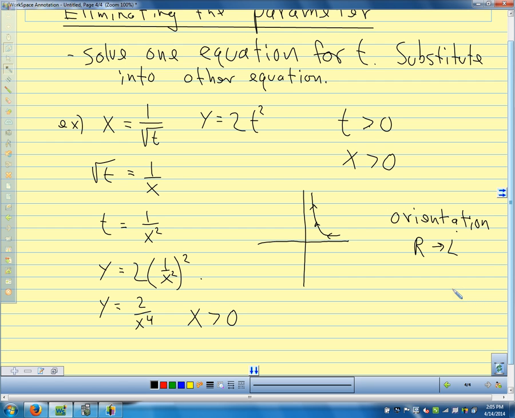All right, we good? We're good with that example? So that's the main way they're going to eliminate the parameter. Solve one equation for t, substitute it into the other equation. Pretty easy process. We just have to remember to restrict the domain appropriately. Whatever our domain restriction is for t, we have to transfer that to our domain restriction for x for our new equation.